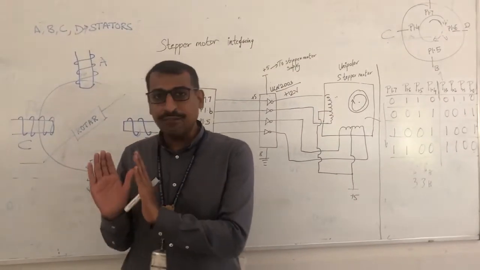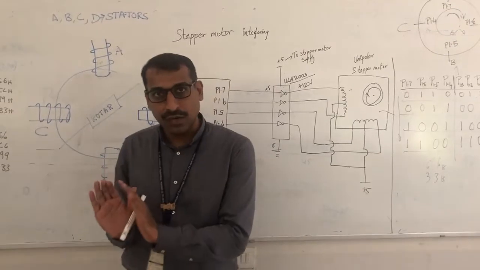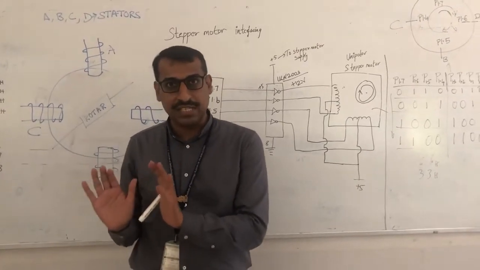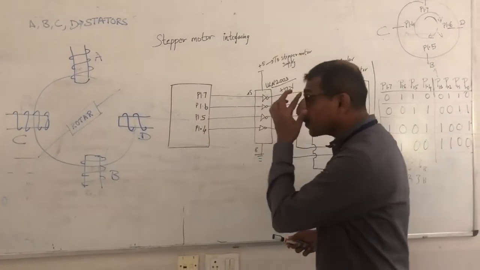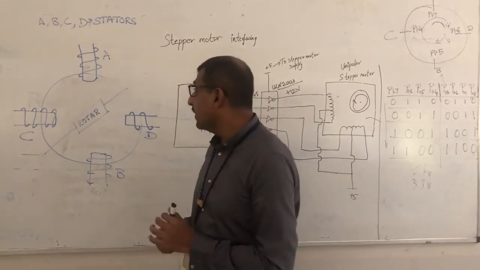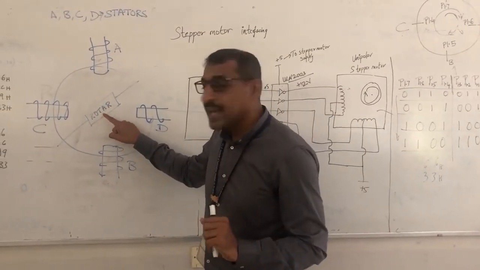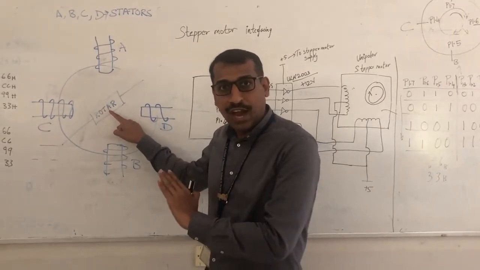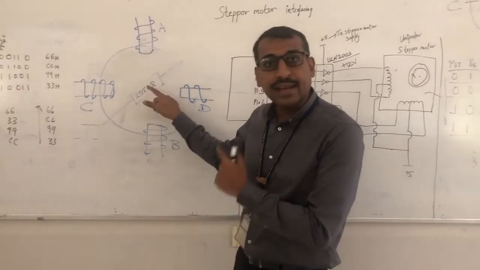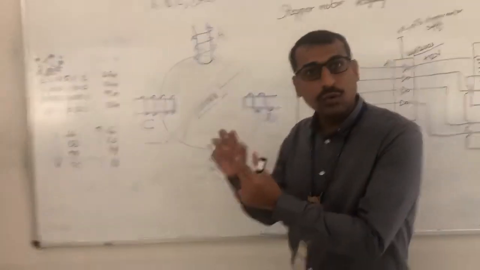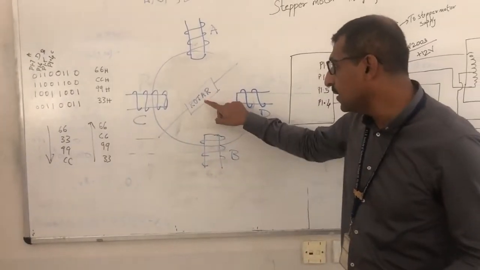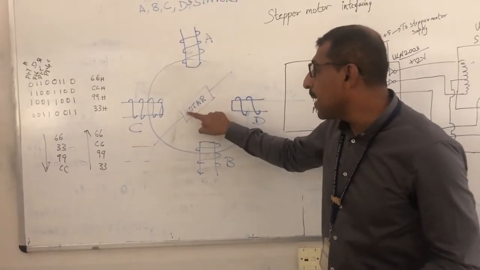Now how to interface this stepper motor to a microcontroller and run it, we shall see. Here, the stepper motor will have one permanent magnet called the rotor. This is also called the shaft because it is internally connected to the shaft which is coming out of the stepper motor, right? So rotor, the permanent magnet.